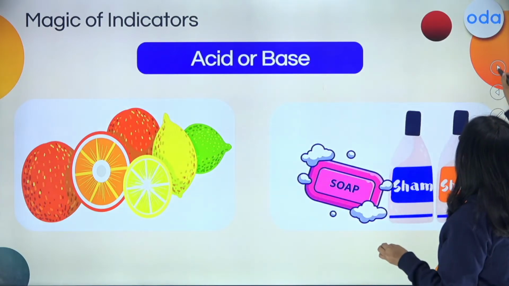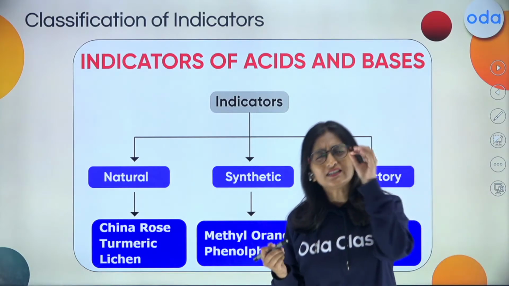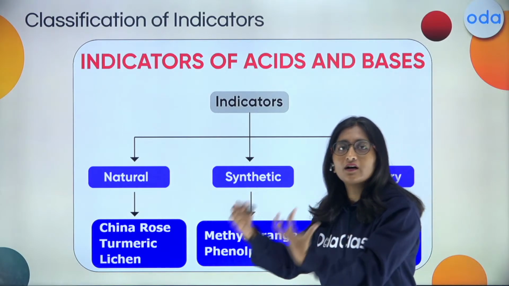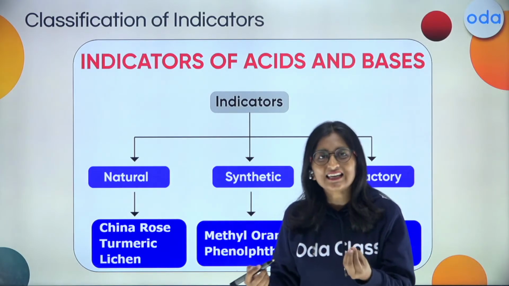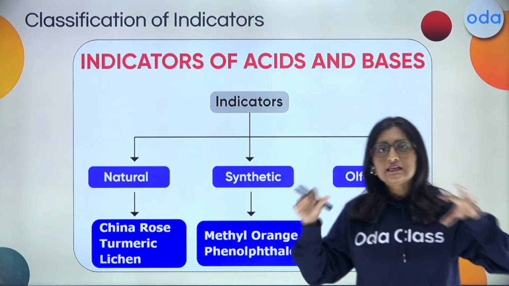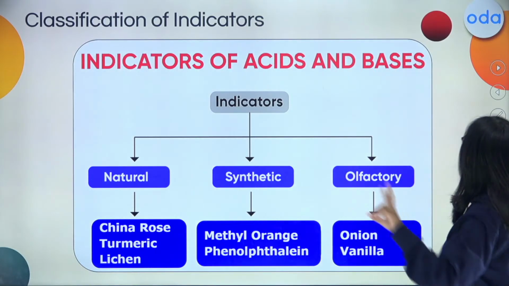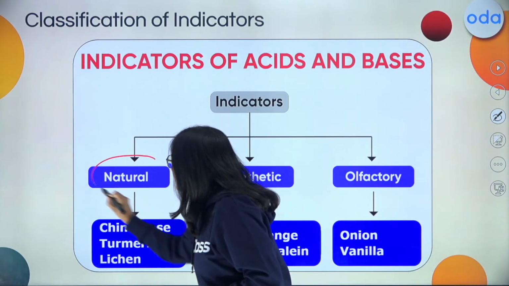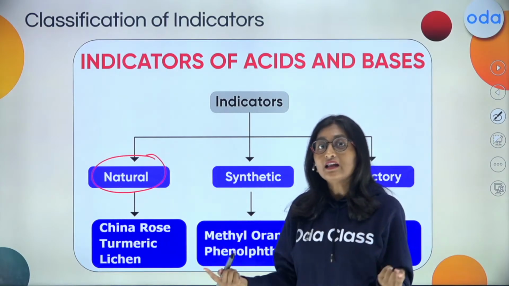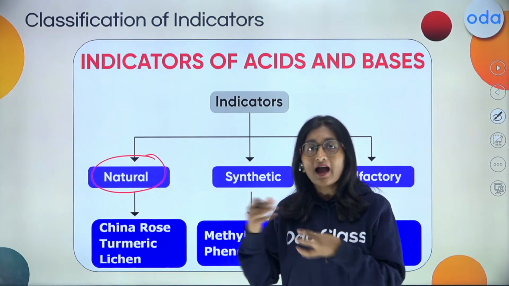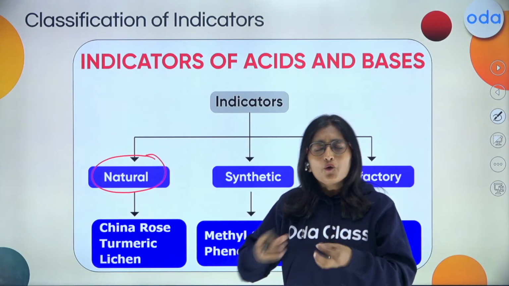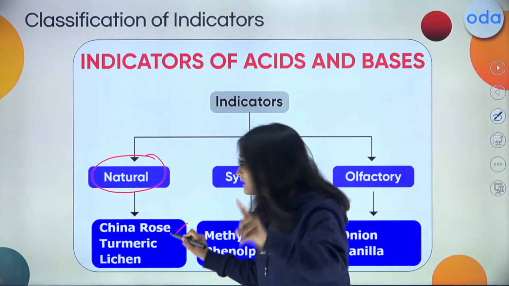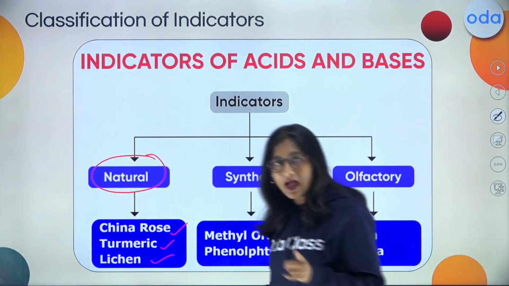Now, in this case, we have the indicators which are going to test whether the given article is of acidic nature or basic nature. Now the indicators have been classified into three categories. What are they? They are going to be natural indicators, under which we find substances that we can find very easily in nature. They are going to be the China rose, the same hibiscus, then we have the turmeric and the lichen.